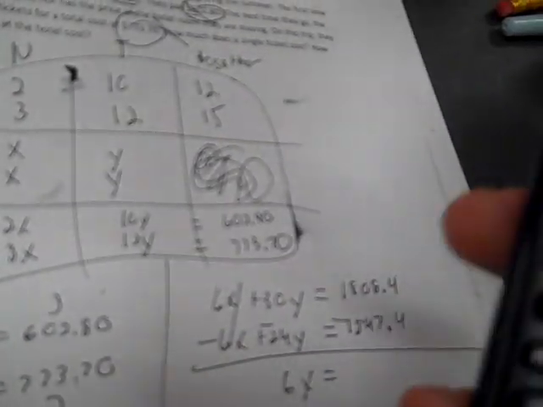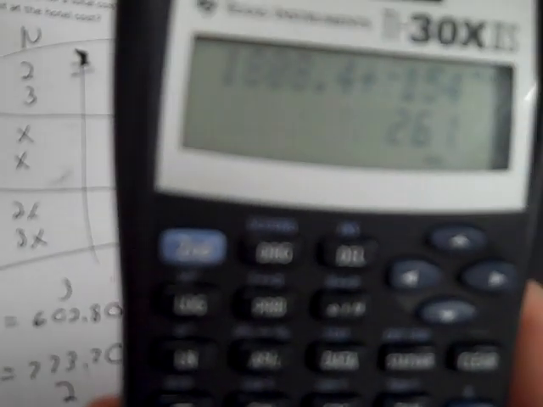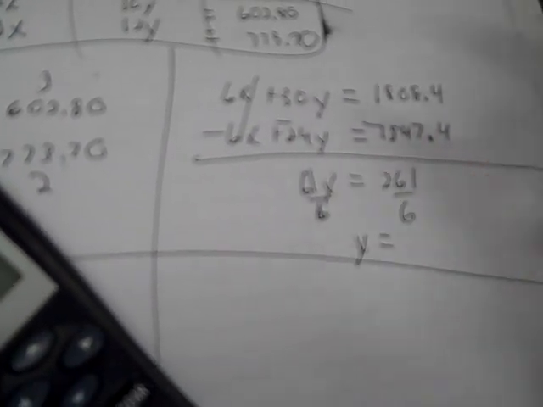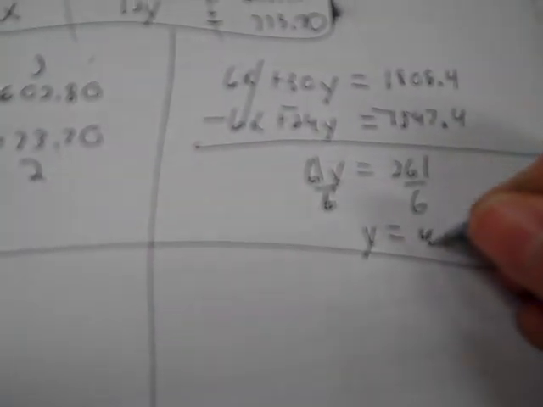Okay, this is 6y. And then I take 1808.4 plus negative 1547.4, and I got 261. And then I go ahead and divide by 6, and I have my y solution in the system. Divide those, you get 43.5. But that's okay that I got a decimal because it's cost. So y, the tickets, are $43.50.